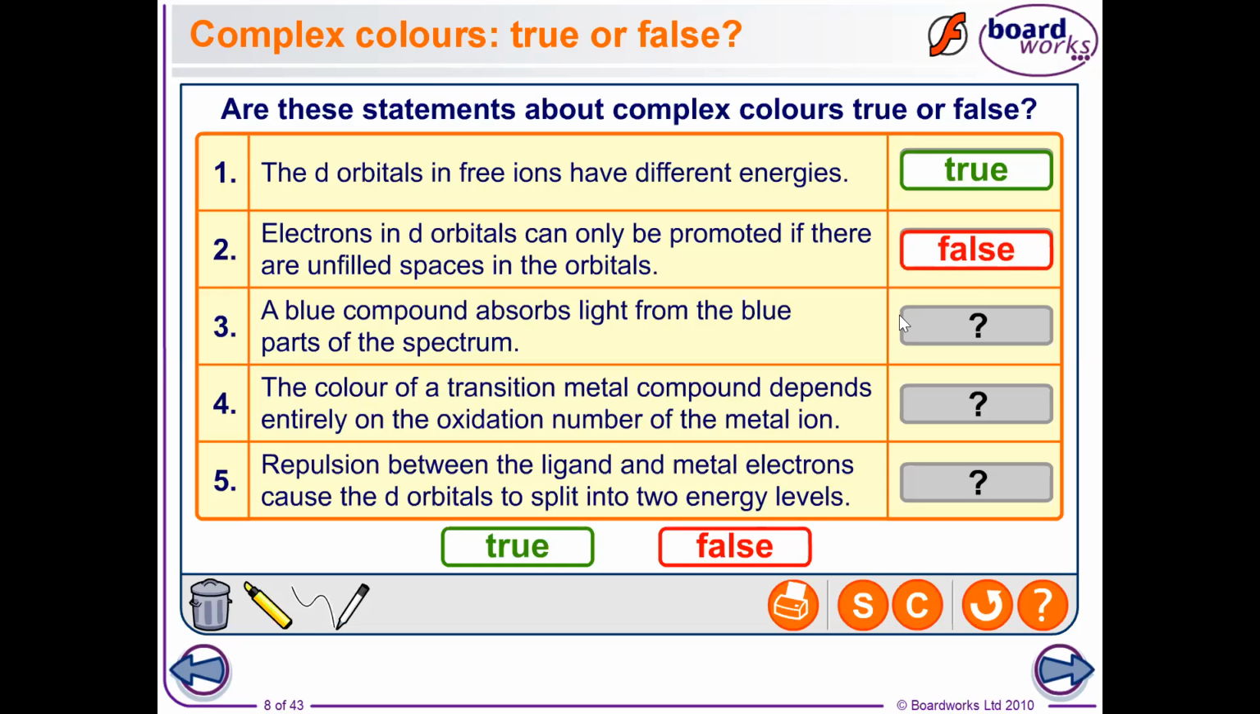Okay, next, number 3. Let's have Funny. A blue compound absorbs light from the blue parts of the spectrum. True. Are you sure that the blue compound absorbs light from the blue parts of the spectrum? False. Okay, final answer? False.